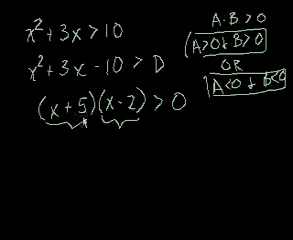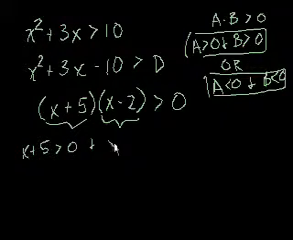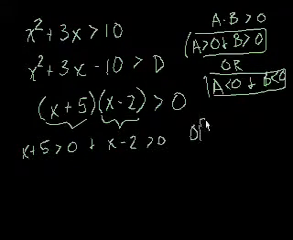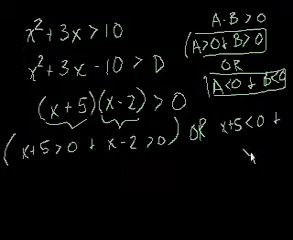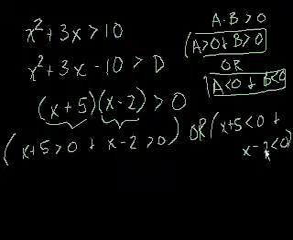So we know that either both of these are positive, so x plus 5 is greater than 0 and x minus 2 is greater than 0. Or, now this is a little confusing, but if you work through these problems, it actually makes a lot of sense. Or they're both negative: x plus 5 is less than 0 and x minus 2 is less than 0. I know that's confusing, but just think of it in terms of two expressions. They're either both positive or both negative, because when you multiply them, you get something larger than 0.